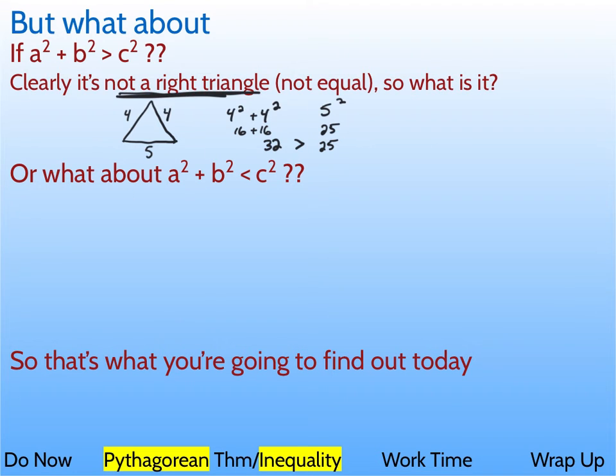What we're going to do today is go through a Desmos activity, which is linked on Google Classroom, and then figure out what happens. What kind of triangle is formed when a squared plus b squared is greater than c squared? What kind of triangle is formed when a squared plus b squared is less than c squared? So work through the Desmos, and that should tell you all you need to know. Or you could just wait till this next slide.